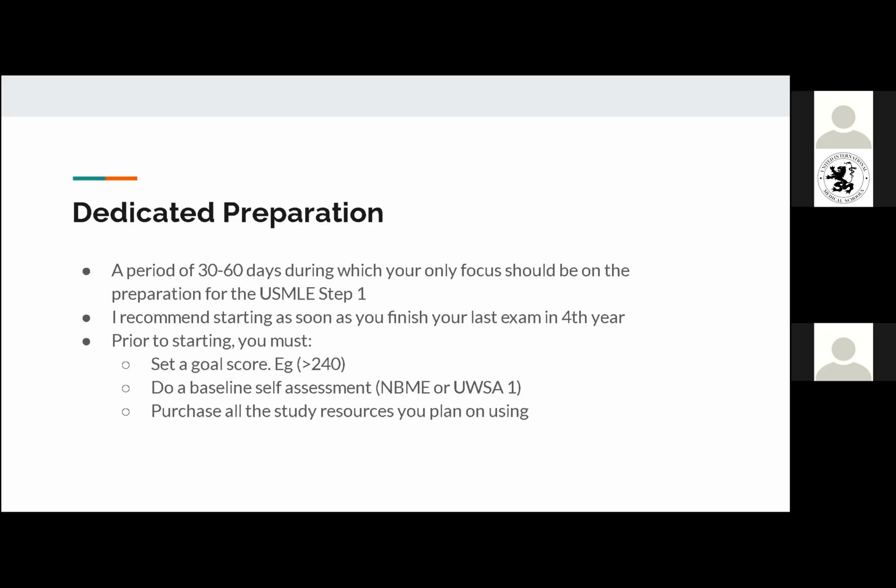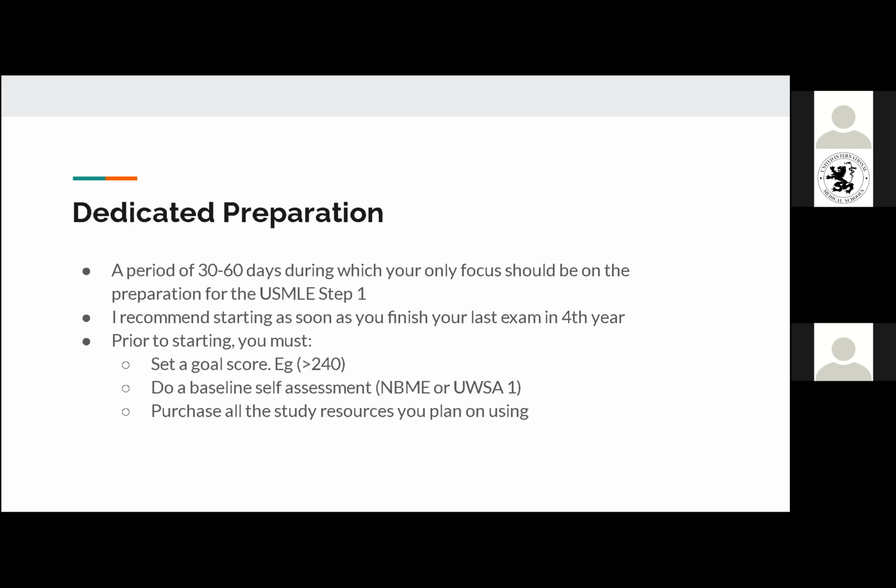Before you start your preparation, you have to set a goal score, a specific score that you want to achieve for the USMLEs. Most people, for example, have a goal score of more than 240, which I think is a very good score. Then you have to do a baseline self-assessment, usually on the first day of dedicated, in order to establish your baseline. I'll talk more about the self-assessment in a bit.